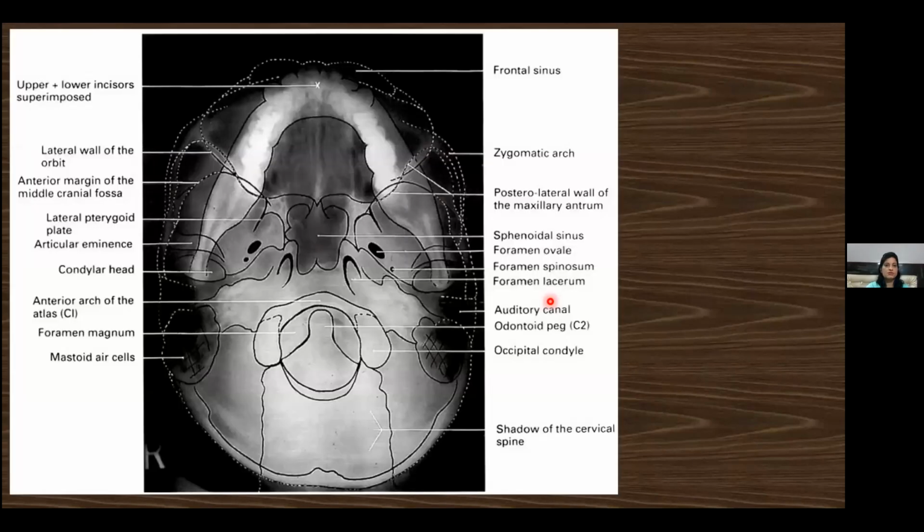Those are the indications. See this now. Palatal area, right? These are the pterygoid plates. And this is the area where I can see the sphenoidal sinuses. And this is the foramen magnum. Can you see this part? This is the shadow of the cervical spine and the occipital condyle. Besides the foramen magnum, I can even see foramen ovale, foramen rotundum, foramen spinosum. Spinosum and ovale I can see. So it is the base of skull projection.